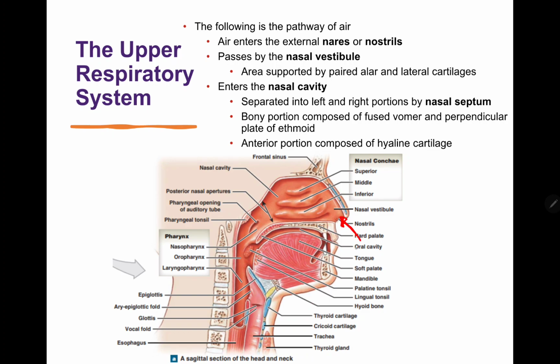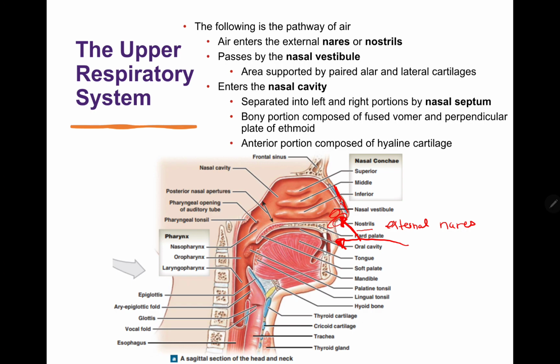Typically, air will enter through the nose, but we also know it can enter through the mouth. If it enters the nose, it's going to enter at the nostril area, which we also call the external nares, and it passes through the nasal vestibule area. This area is supported by those cartilages, as you can see right here.